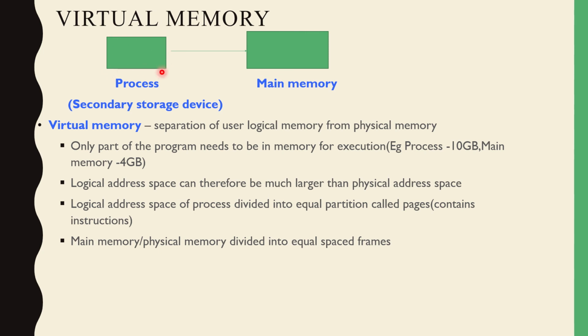So a process is going to be divided into different, equally sized pages, and each page will have some set of instructions. Your main memory, or physical memory, is usually divided into equally sized frames. So your process is divided into pages and your main memory is divided into frames. Keep these terms in mind.